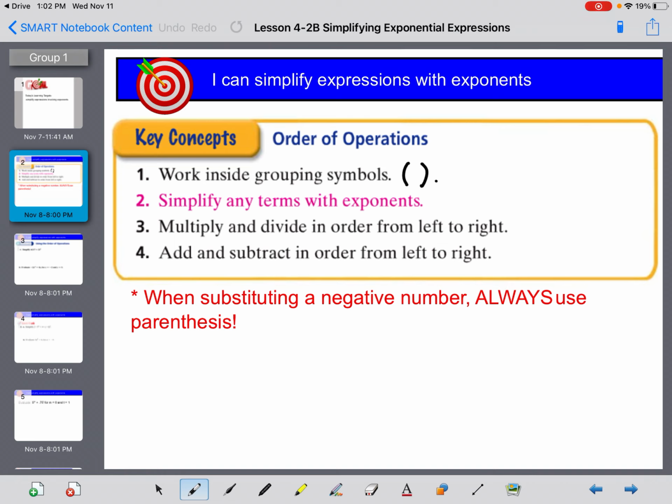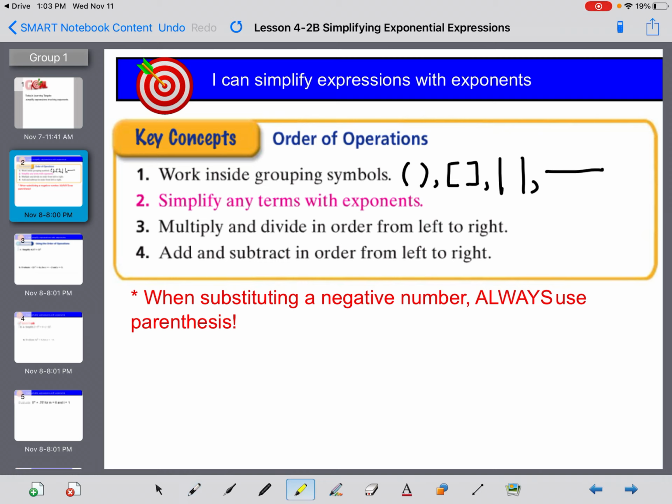Your grouping symbols include parentheses, brackets, absolute value signs, a fraction bar. I think that about covers the ones we've learned so far. Then you make sure that when you're working in the grouping symbols that you follow the order of operations within the grouping symbol. Number 2, simplify any terms with exponents. Then you multiply or divide in order from left to right, and then add or subtract in order from left to right. Make sure you write this down.